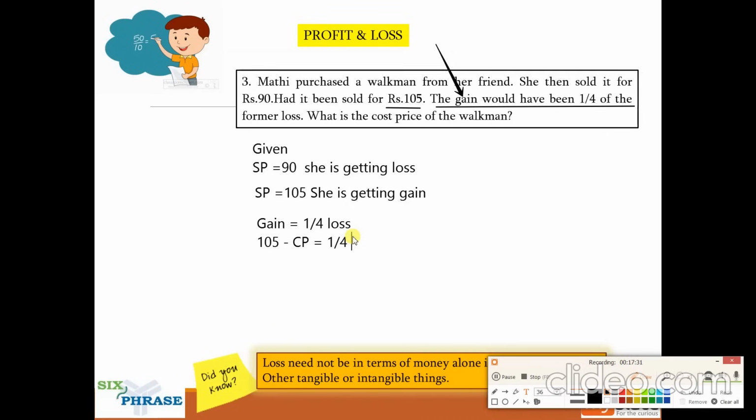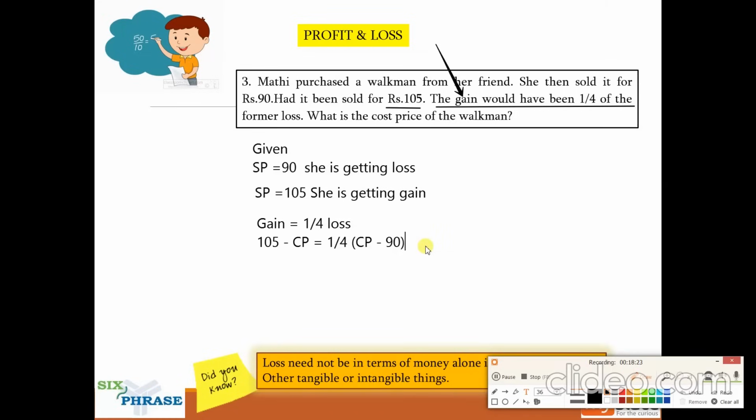What is loss? How do you calculate loss? Loss is CP minus SP. So I'll write CP minus SP. What is the selling price when she is selling at a loss? You know that is 90. So I'll substitute 90 here, because you guys know it is the selling price, right? Okay, so I'll substitute 90 here, and just solve it, you get CP, guys.